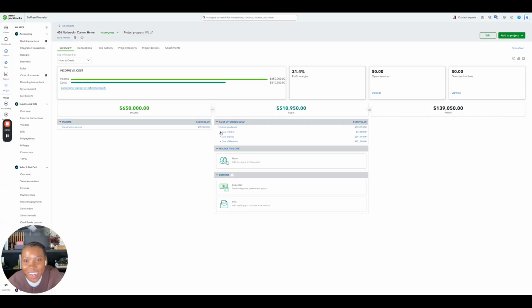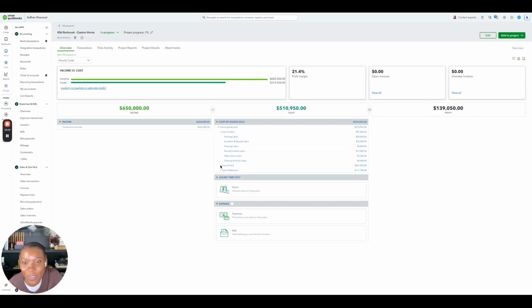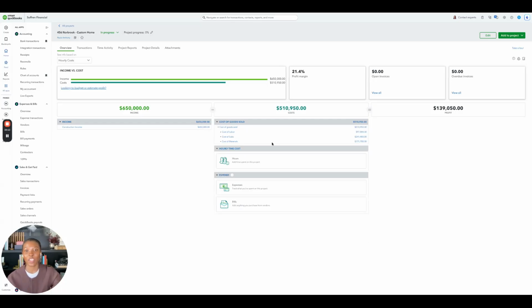But if you don't care for this additional level of detail, you don't want all of that right now, and you just want to have these 3 buckets, cost of labor, cost of subs, and cost of materials, I've included a simple job costing in QuickBooks roadmap down below, so check that one out.